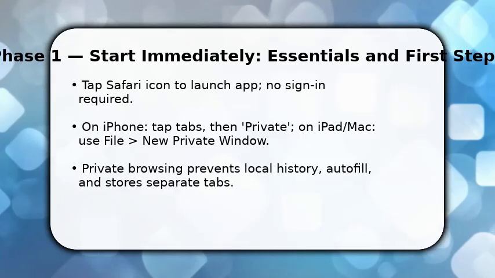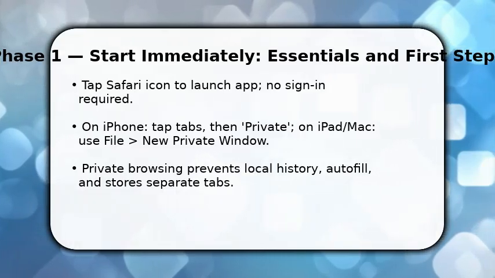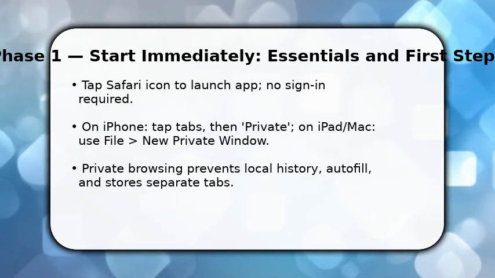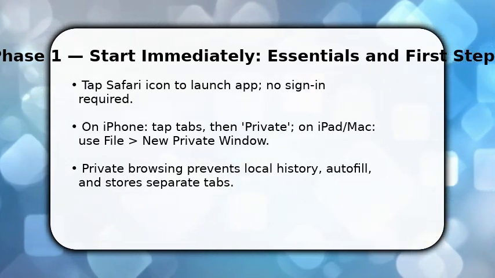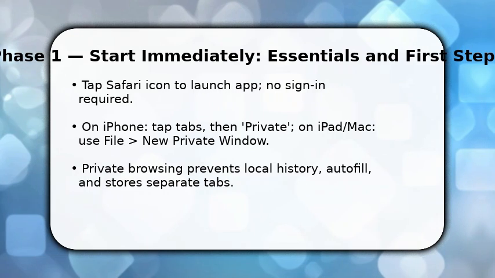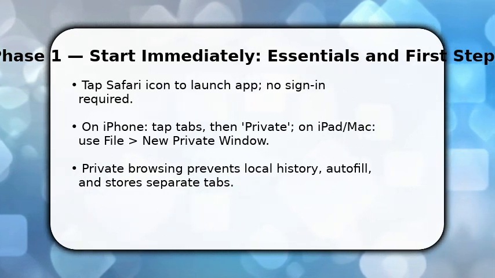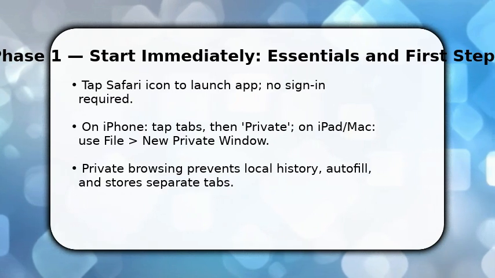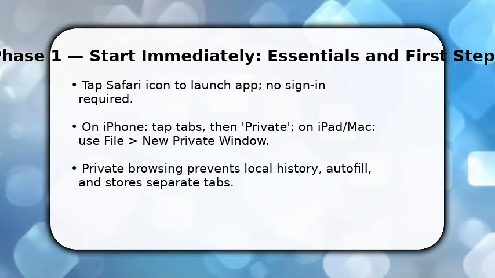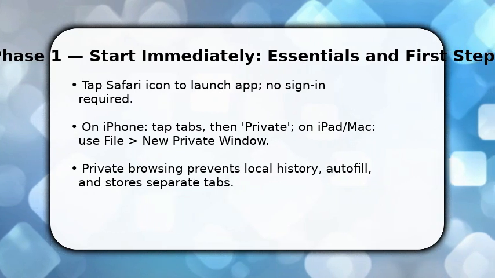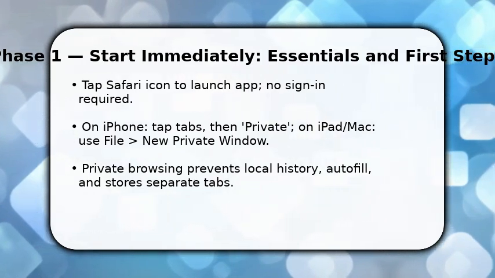Enjoy the video. You start by opening Safari and switching into private browsing. This is the only built-in way to browse without saving local history. On iPhone, tap the Tabs button, then choose Private. On iPad or Mac, select File and New Private Window. Once done, make sure you see the dark interface or the word Private.